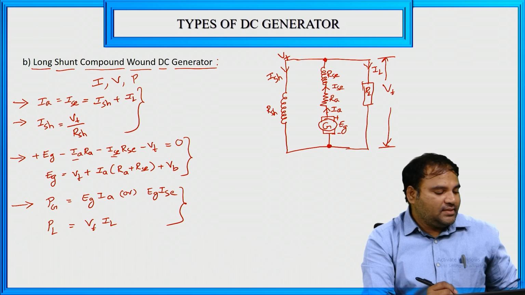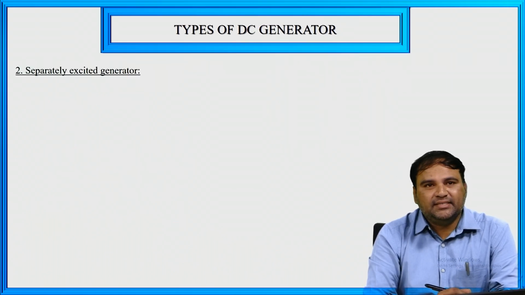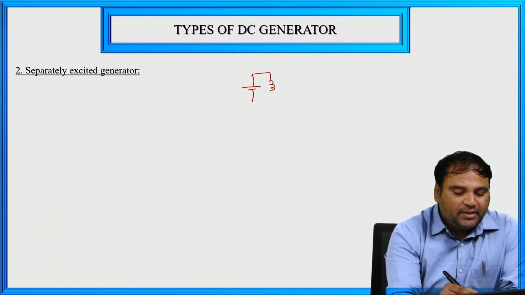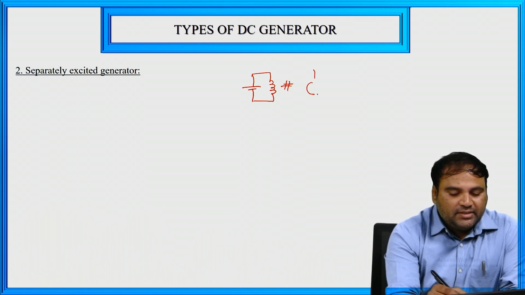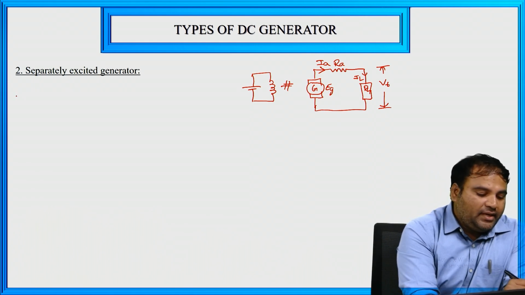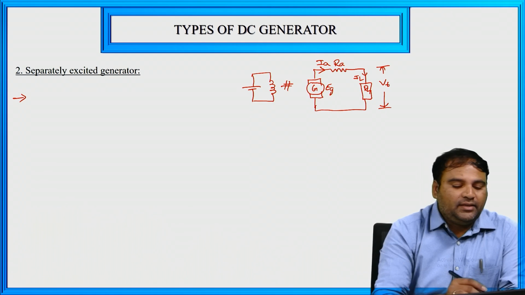Now the second type we are having is the separately excited DC generator. This DC generator is excited by a separate DC supply. So here is the diagram. We need to give the separate DC supply. Here is the generator and armature resistance, and it is connected to the load. So generator, and this is EG, and this is RA, and this is RL. Across the load we are having VT, terminal voltage is VT, and current through RA is IA, current through RL is IL, right?